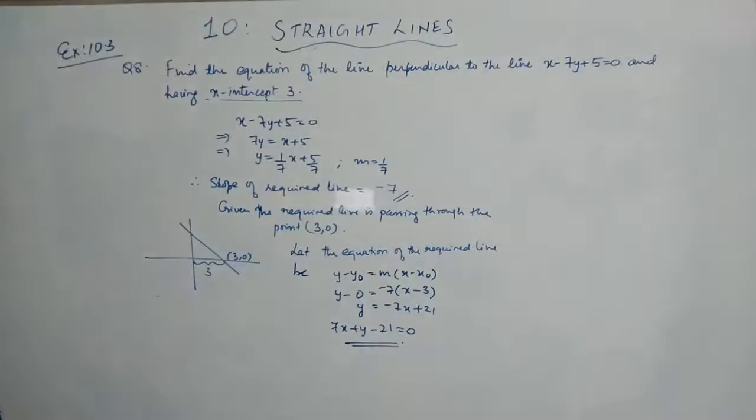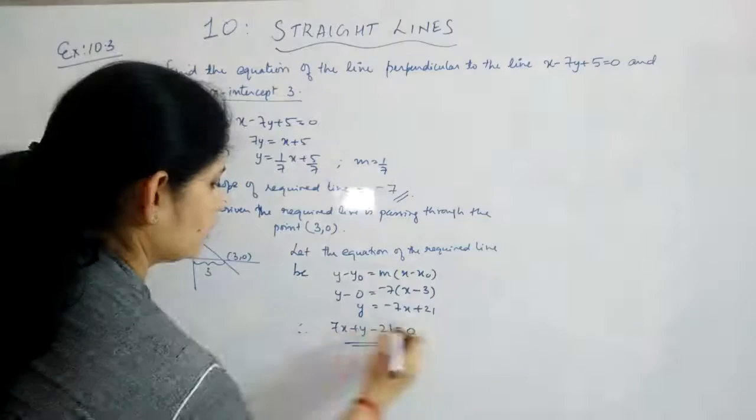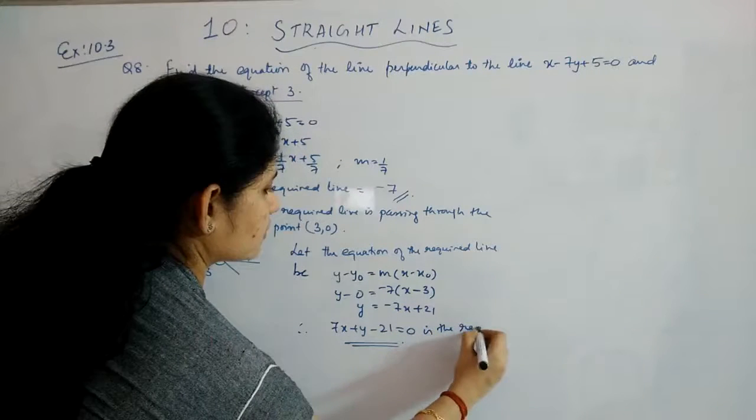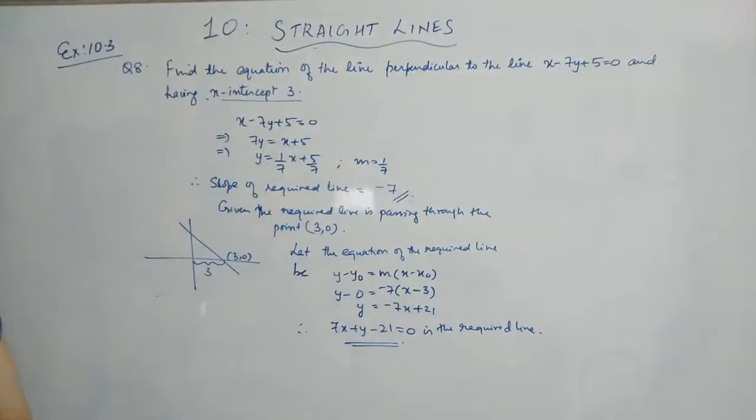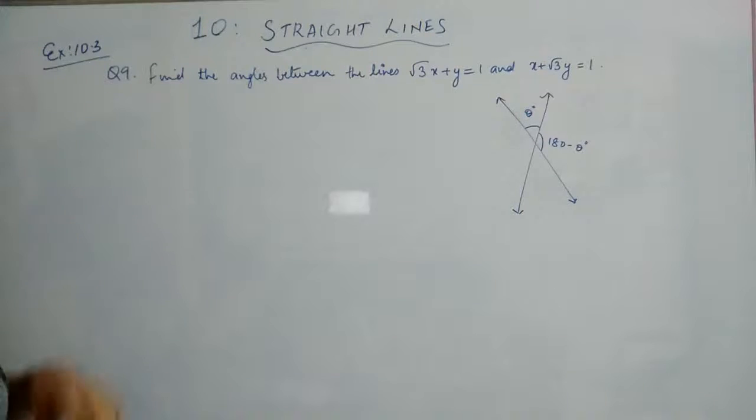So that is your required equation. Therefore, this is the required line. Clear? Question number 9 is: find the angles between the lines root 3x plus y equal to 1 and x plus root 3y equal to 1.